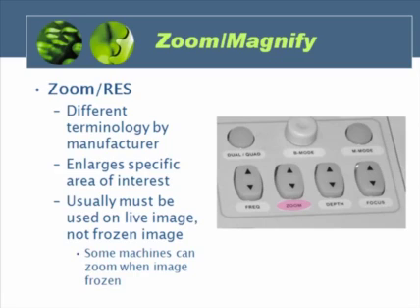Manufacturers also give us the ability to zoom, magnify, or res the image. Depends on the manufacturer what the terminology is. Either way, it enables us to enlarge a specific area of interest. Some machines, we must magnify the image while the image is live, and on other machines, we can magnify the image while the machine is frozen or live. It depends on your manufacturer.